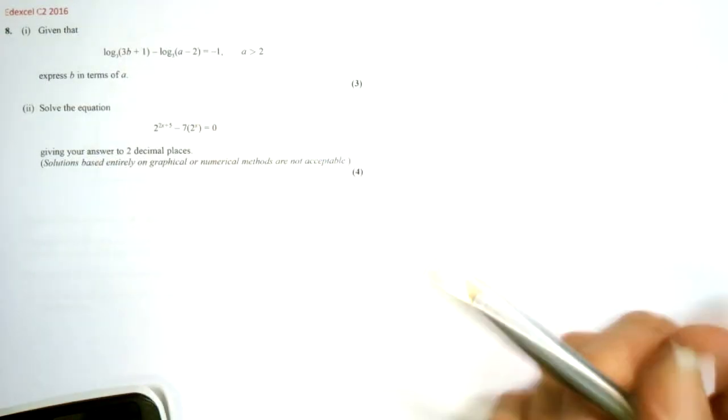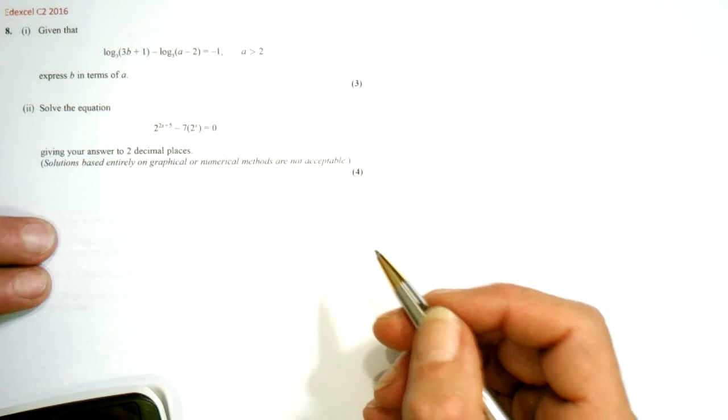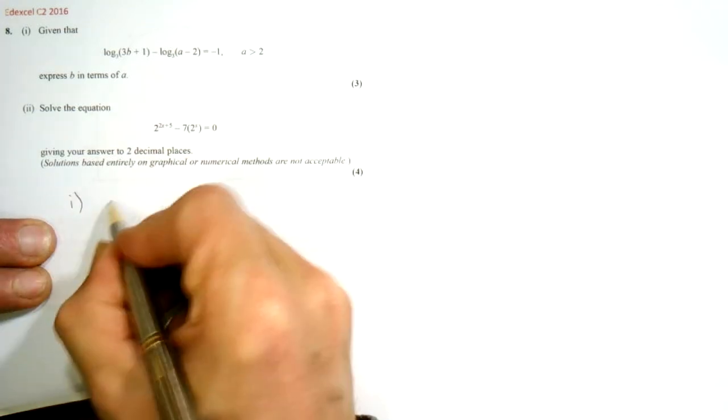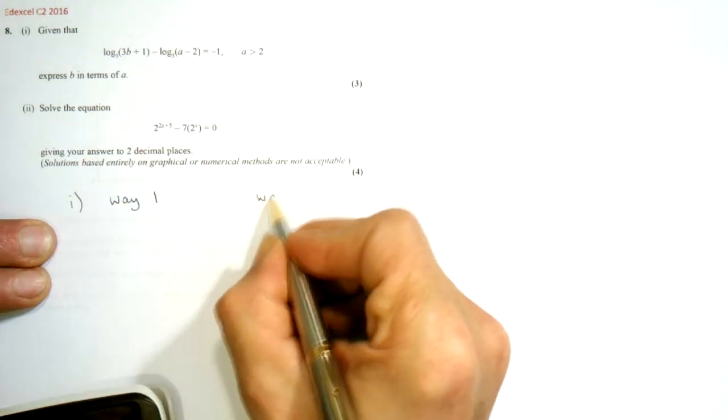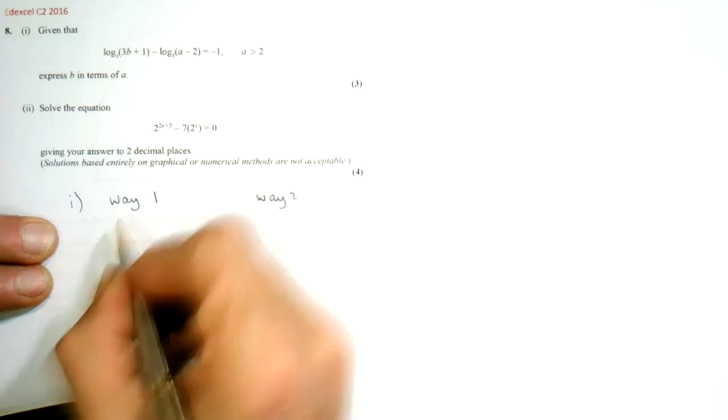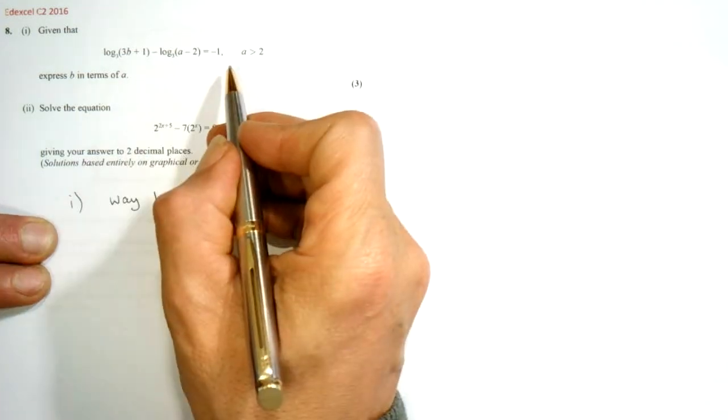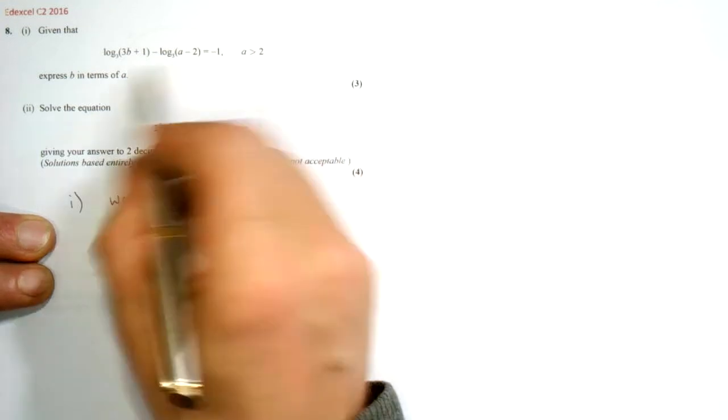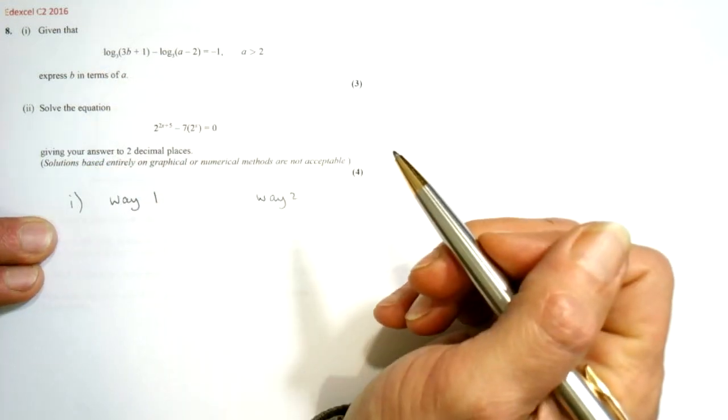Question 8, Edexcel C2, 2016, could be logs. Express B in terms of A. So part 1, I'm going to do two ways, way 1 and then way 2. So way 1 is use logs first, and our target is to make one log either side.